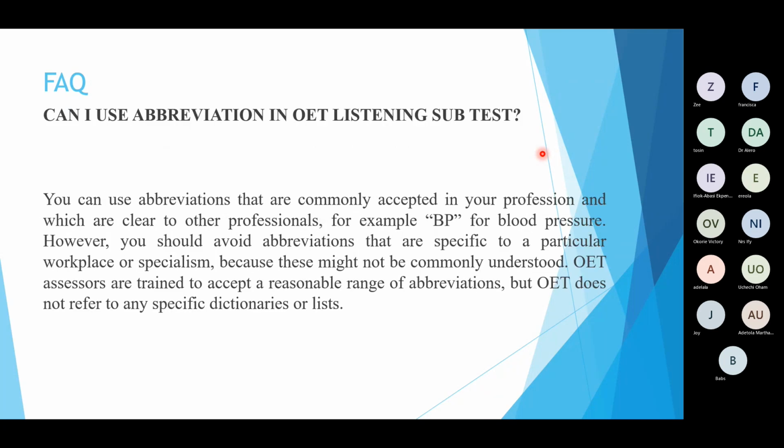Then the next thing is, can I use abbreviations in OET listening subtest? Yes, you can use abbreviations. For example, if you had blood pressure, you can write BP. It's accepted, right? However, you should avoid abbreviations that are specific to a particular workplace or a specialism. What am I saying? If you're a doctor or a nurse and you are using an abbreviation that is not common in your profession, you will lose a score for that. But if you want to use abbreviations, use internationally, globally accepted abbreviations.